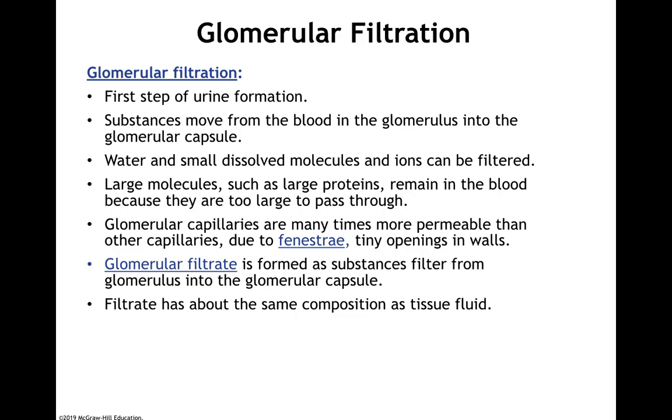The glomerular capillaries are many times more permeable than other capillaries, but not enough to let proteins through, hopefully. They have structures on them called fenestrae or fenestrations. They are teeny openings in the walls, and this allows us to form what we'll call glomerular filtrate. It's the substance that we filter from the blood to the capsule, and it has about the same composition as interstitial fluid.